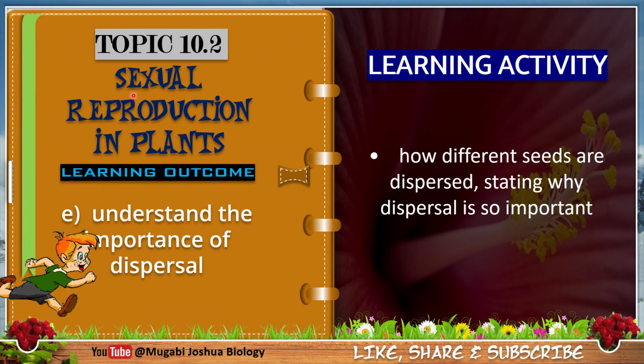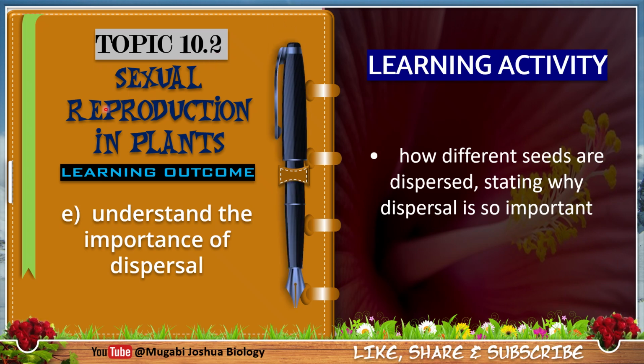Thank you very much for participating in topic 10.2, sexual reproduction in plants. We have been looking at learning outcome E: understand the importance of dispersal. And we have been focusing on the learning activity, how different seeds are dispersed, stating why dispersal is so important.